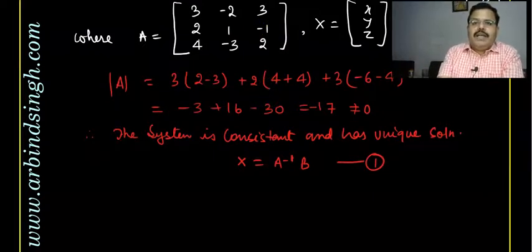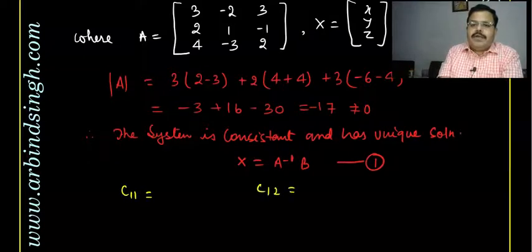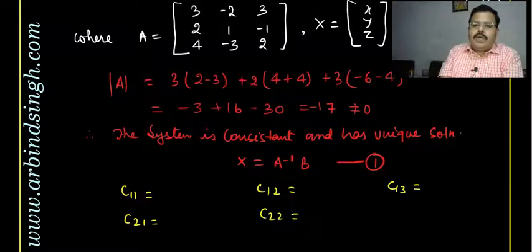And to find A inverse, we need to find the adjoint of A. The adjoint of A is the transpose of the cofactors. So first we will write the cofactors: C11, C12, C13, C21, C22 and C23. We have learned all this.